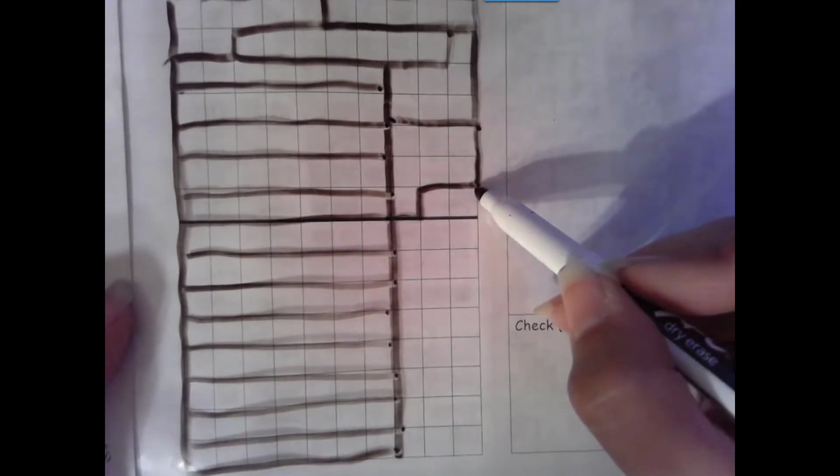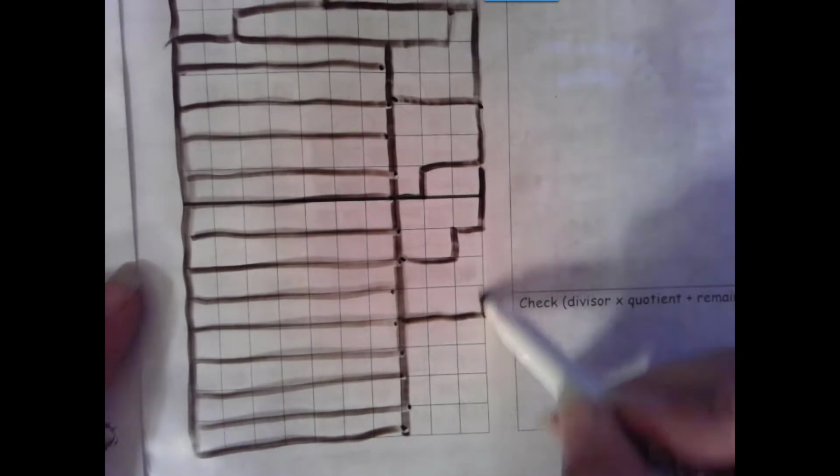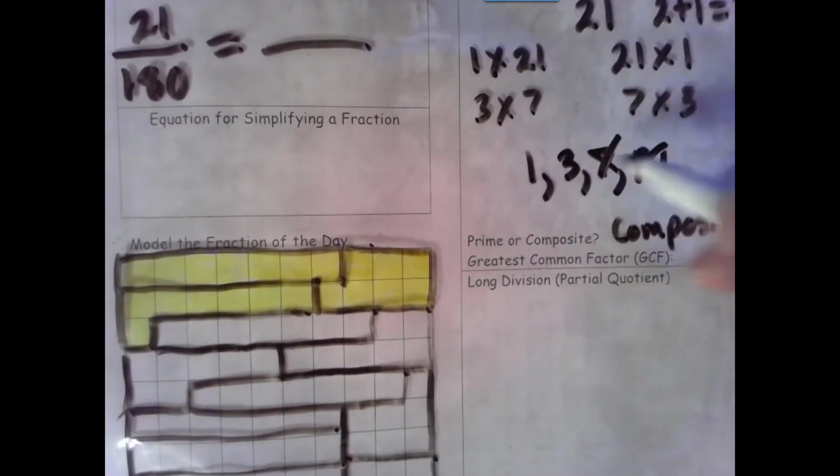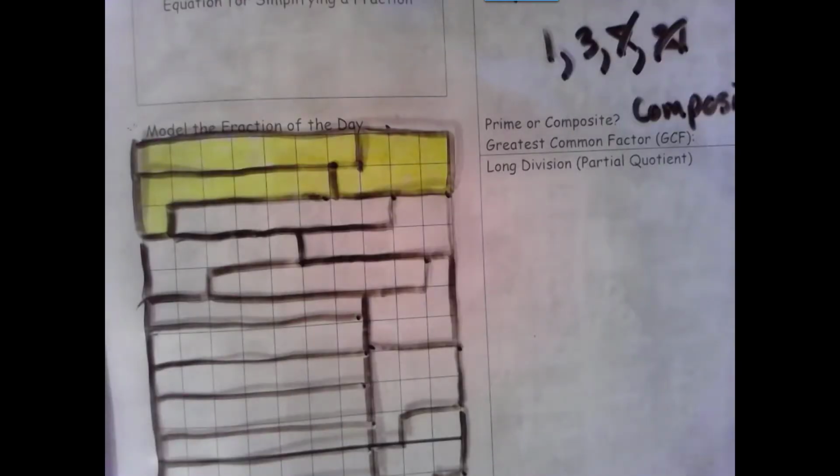Okay, so now I'm going back and making my groups of 7 here. I have 5 left over. I just needed 2 more to make another group of 7, but I don't have those 2. So that means 7 didn't work.